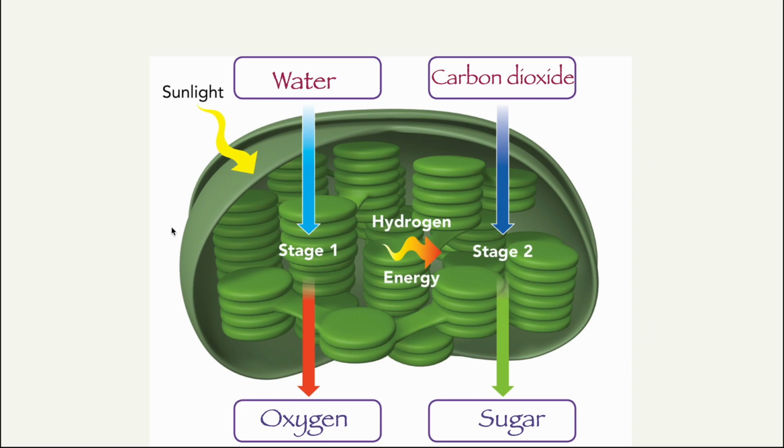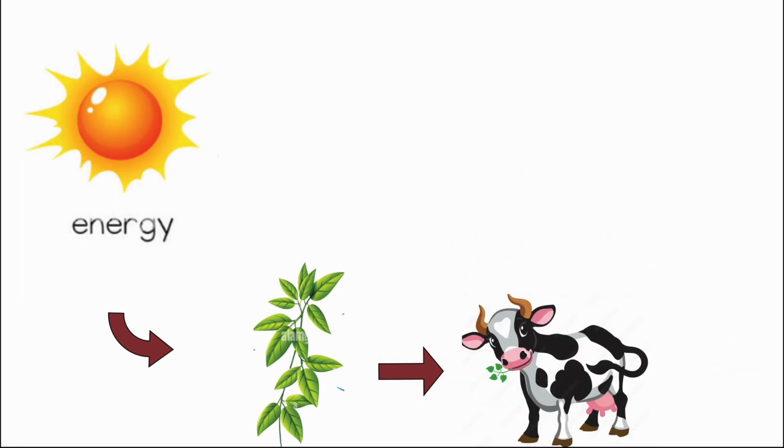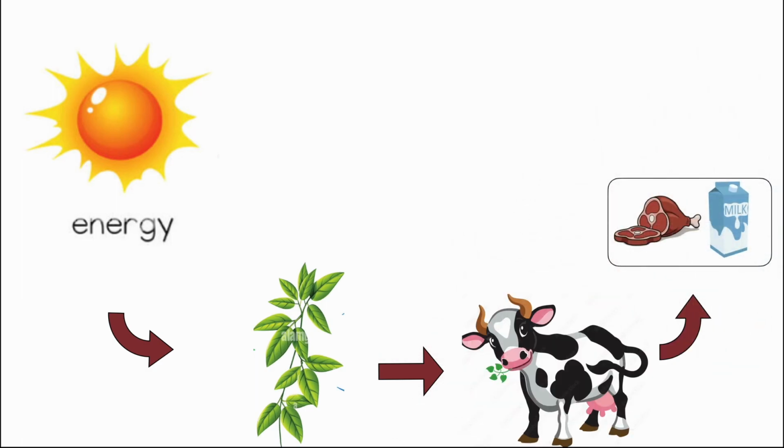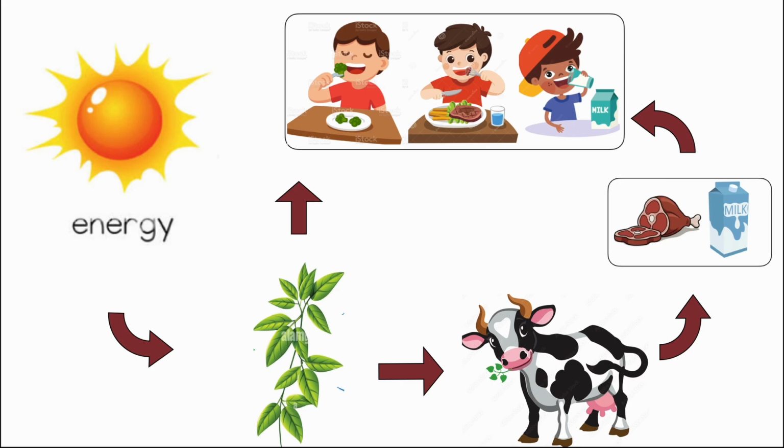So this process of photosynthesis happens where? In the chloroplast. It all starts from where? From the sun. We need energy for the plants, and where do they get it from? From the sun. And this sun provides energy for the plants to do photosynthesis, and the plants give food energy to the cattle, and the cattle provide us with meat and milk which we consume, and we can also consume the plants in the form of vegetables and leaves.